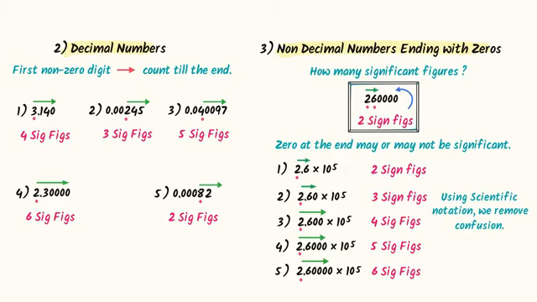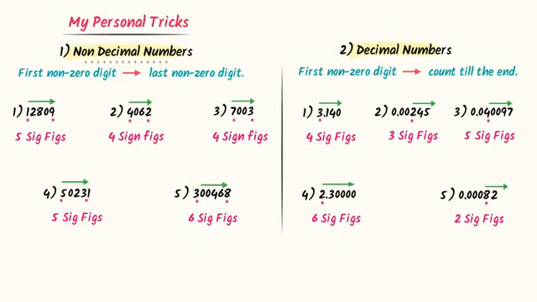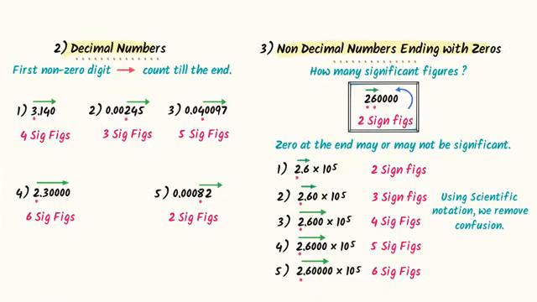To summarize this, we learn that for non-decimal numbers, count from first non-zero digit to the last non-zero digit. For decimal numbers, count from first non-zero digit to the last. For numbers ending with 0, use scientific notation to know the exact significant figures. Remember this carefully. This is the key to solving questions quickly and easily.